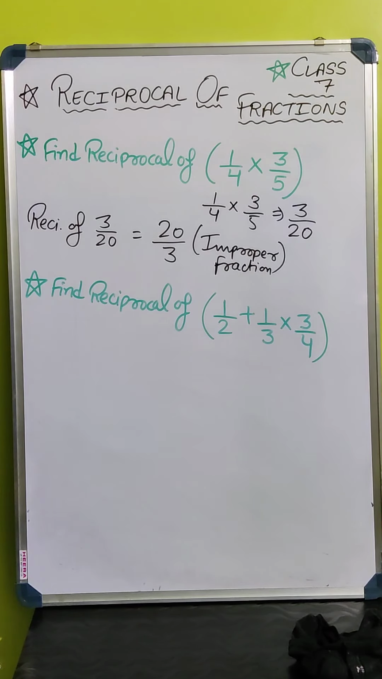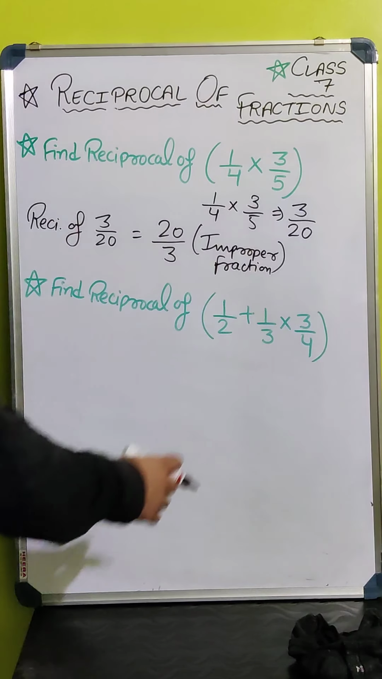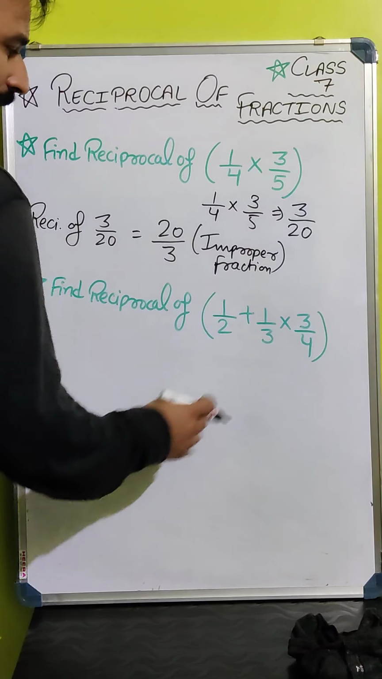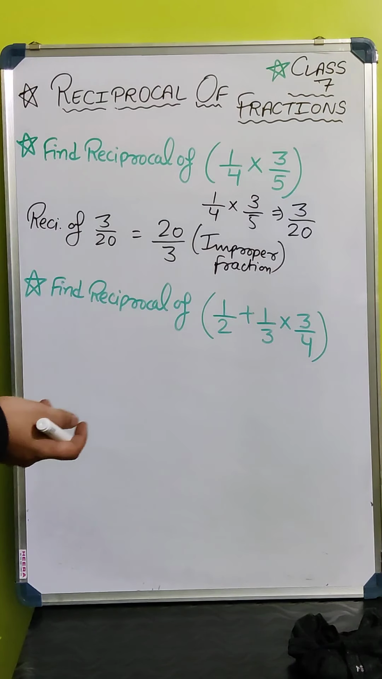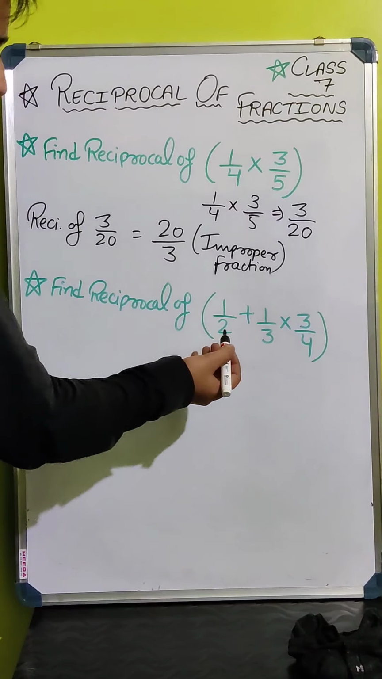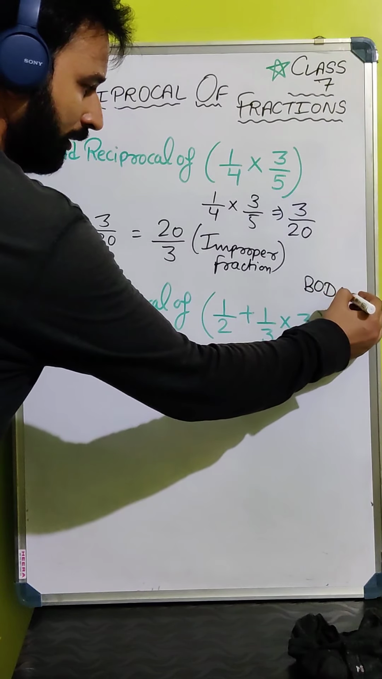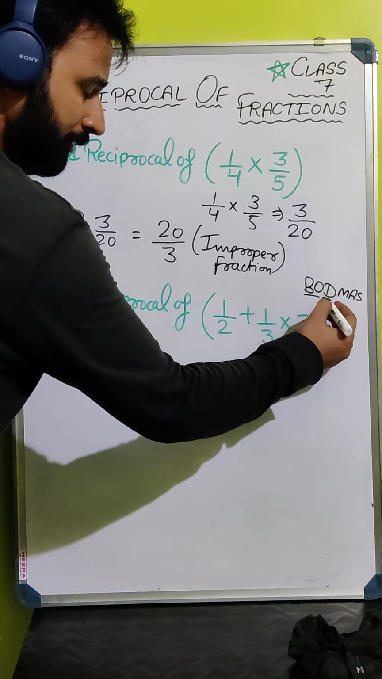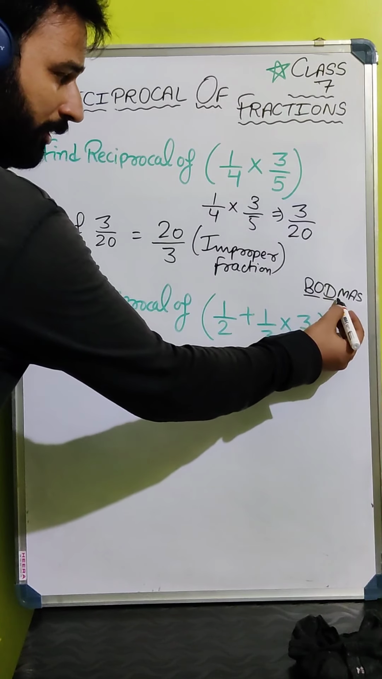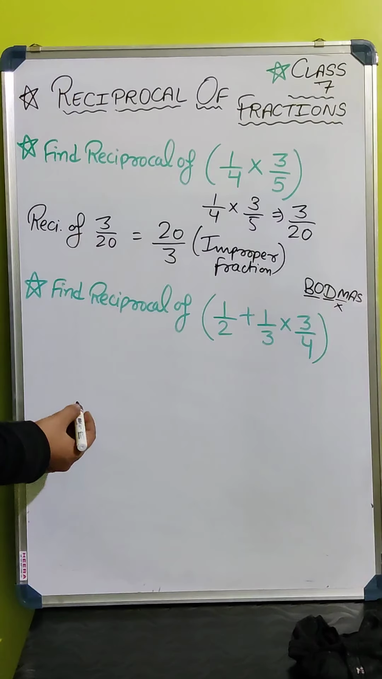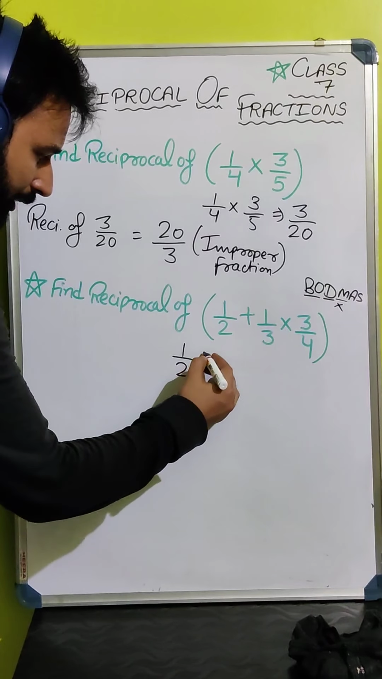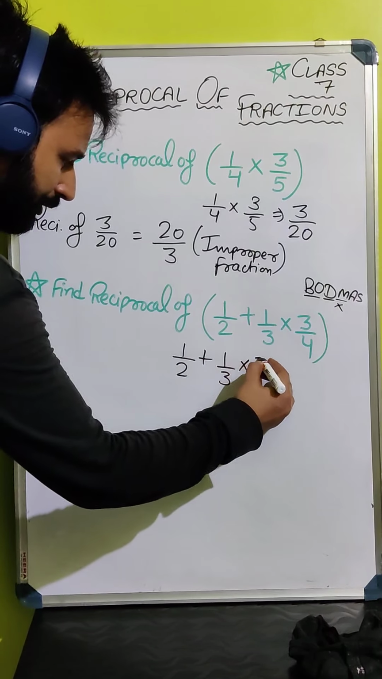Find the reciprocal of 1 by 2 plus 1 by 3 into 3 by 4. Now you have to apply the BODMAS rule because two operations are there. One is addition and the second one is multiplication. So what is the meaning of BODMAS here? Bracket, of, divide, no divide is there. So multiplication is there. So first of all you will solve this one: 1 by 2 plus 1 by 3 into 3 by 4.